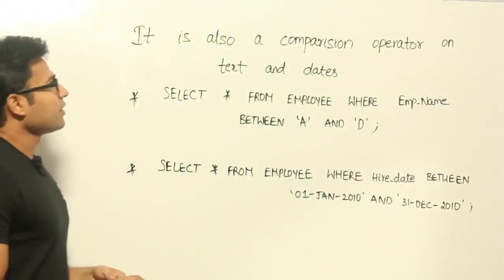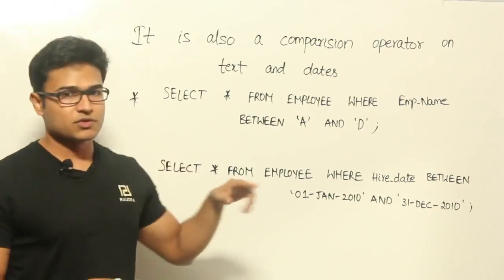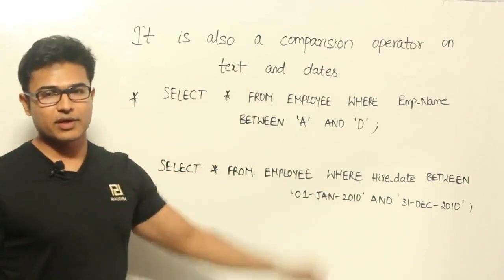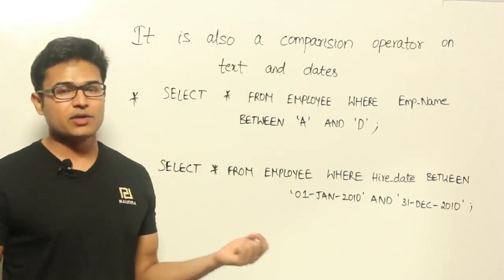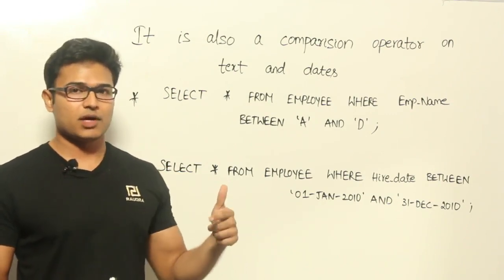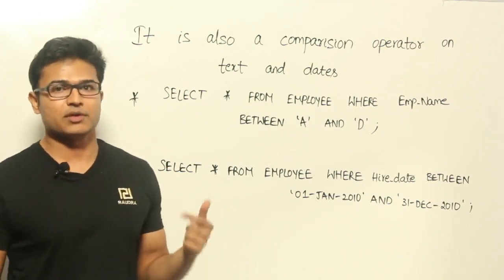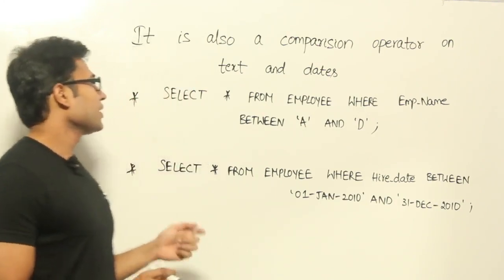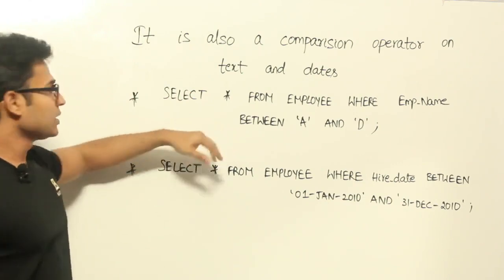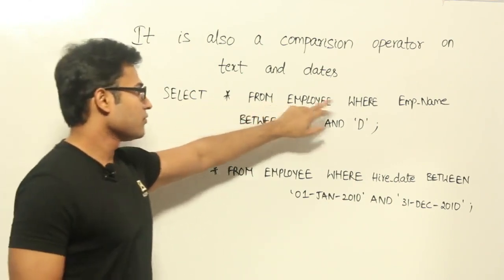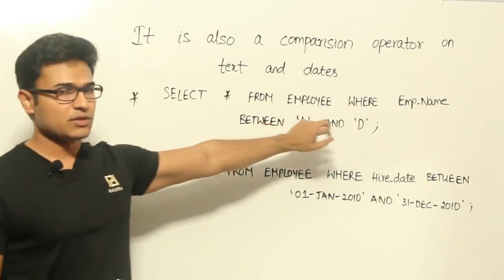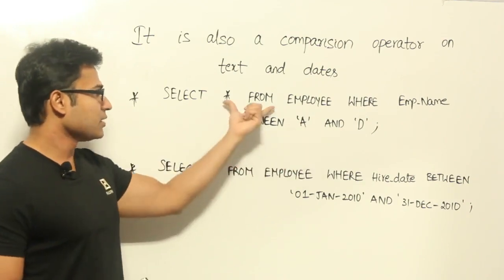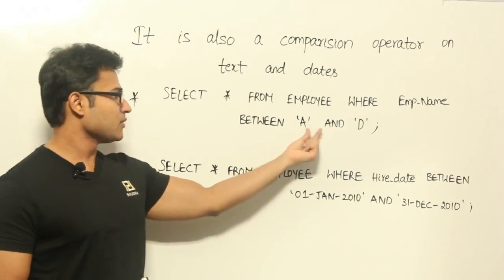Now let's see this. We have already seen that BETWEEN is used on the numeric domain. It can also be used on text as well as dates, the same way that we have applied it on numbers. The only thing is you should understand how to compare two strings if you are going to apply it on text, and then how to compare dates. So now let's see an example where we apply it on text. SELECT * FROM employee WHERE employee_name BETWEEN 'A' AND 'D'. It means that if the employee name is between A and D, we have to get the details of all such employees. Now what does it mean by between A and D?